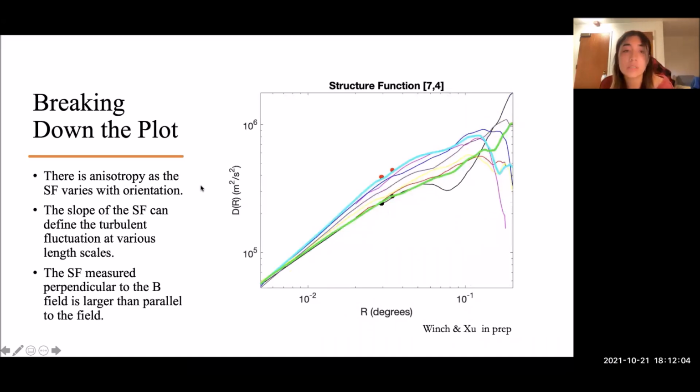And here, to go deeper into breaking down the plot, this plot is able to prove that there is anisotropy, as the structure function varies with the orientation. If there was no anisotropy, these 8 lines would all be the same. It is also known that the slope of the structure function can help define the turbulent fluctuation at these various length scales, where R here is our length scale. Another thing to notice is that the structure function measured perpendicular to the B field is generally larger than parallel to the field.